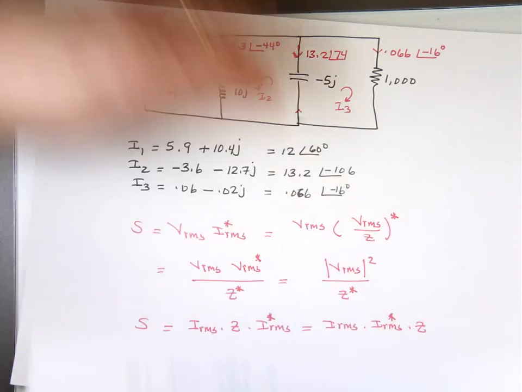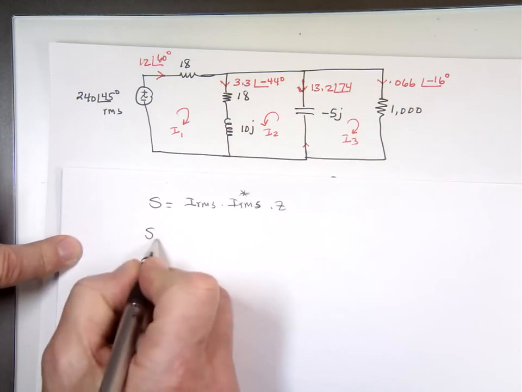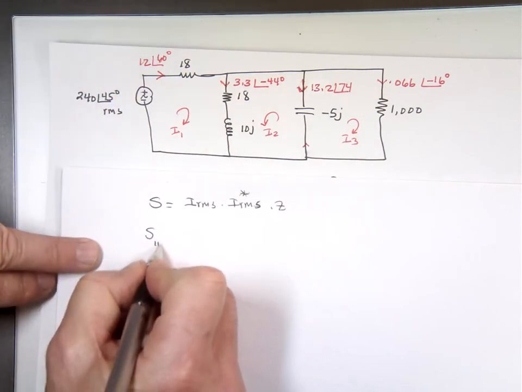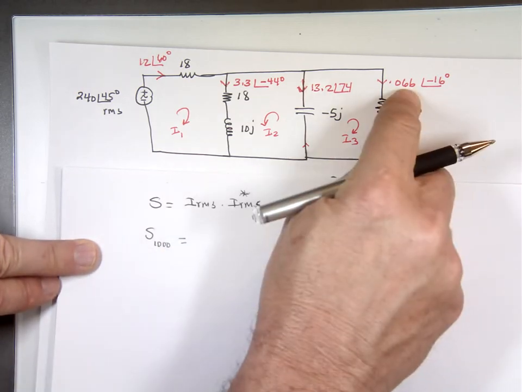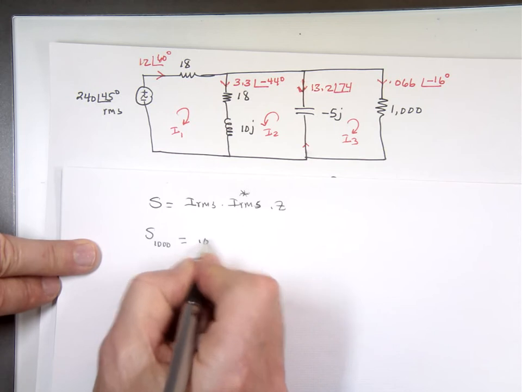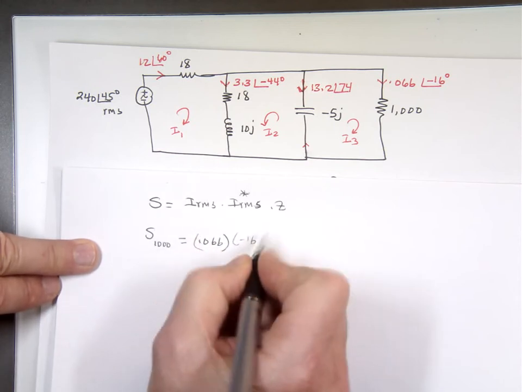So let's look at this one. What's the complex power absorbed or delivered to that 1,000 ohm? We know what that current is. 0.066 angle negative 16.